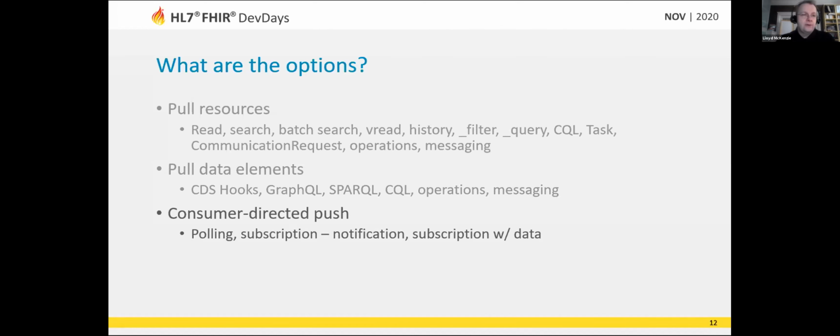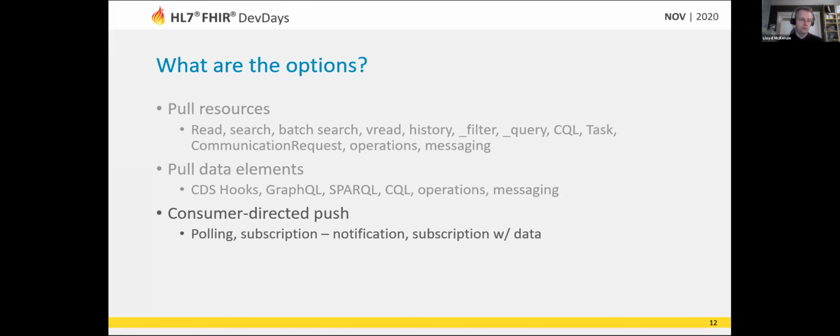If rather than wanting to pull resources where the data consumer, the system that wants the data, is deciding what is going to flow, but instead you've got push, where the source of the data, the system that owns the data, is deciding what's going to flow. We have consumer directed. So the system that wants the data is deciding in general what it wants, but it's up to the data source to determine when that happens.